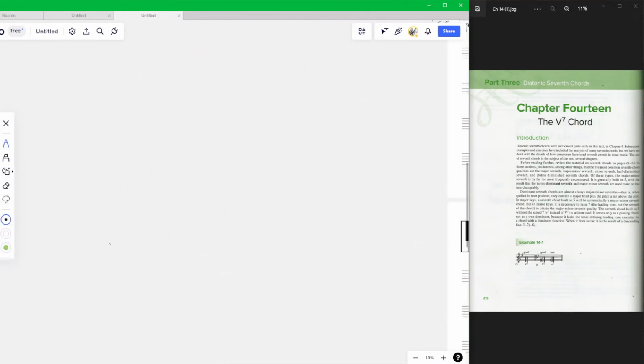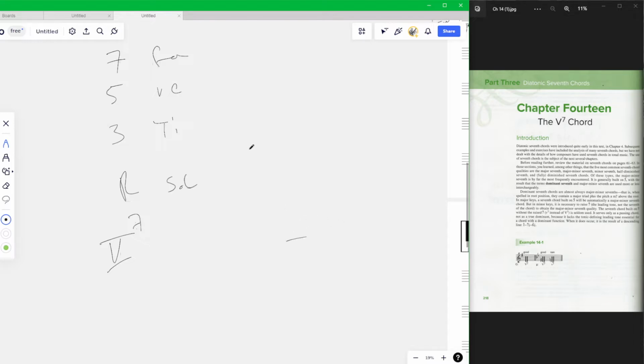Alright, so a 5-7, I'm going to spell it vertically. Root, 3rd, 5th, 7th. This is Sol, Ti, Re, and Fa. It is understood that this is 5th scale degree, 7th scale degree leading tone, 2nd scale degree, and 4th scale degree when I do this. Alright? This is just the order of the tertian harmony.